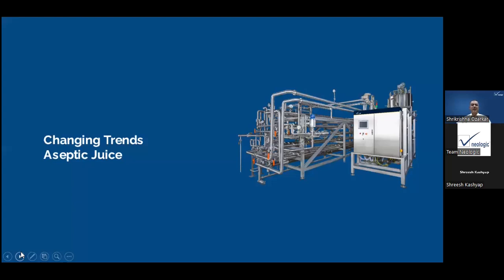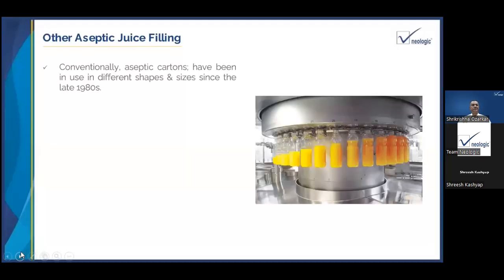Let's try to understand what are the changing trends in aseptic juice processing. So conventionally, aseptic cartons, so we all know, we all have drunk at least one particular aseptic drink. Maybe it is fruity, maybe it is some other drink, or even milk, which is coming out from the aseptic cartons. We open it, we drink it, and we just throw the carton. So over the period, there have been different shapes and sizes for this particular carton. It can be, say, starting from 100 grams up to 2 liters as well.